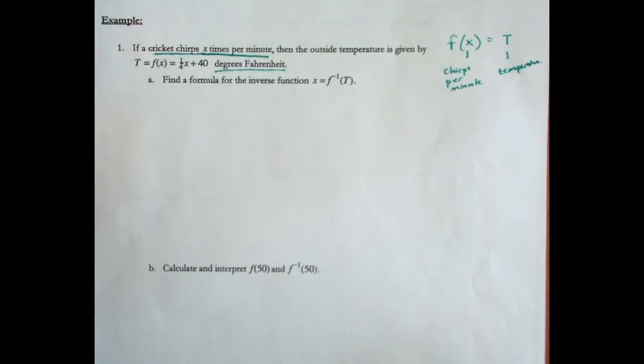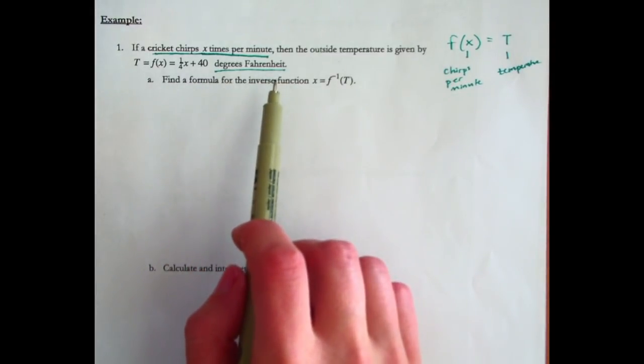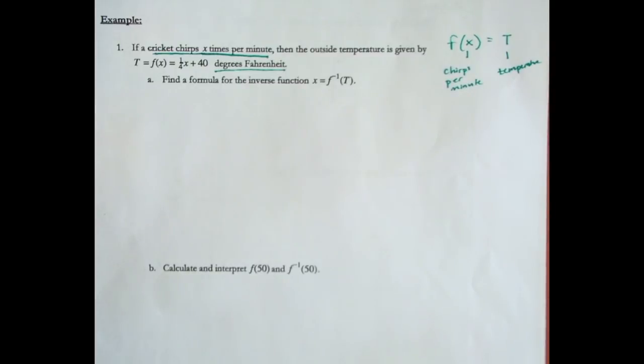Alright, so this is actually a real formula. If you ever hear a cricket chirping, if you count the number of chirps, you can actually use this formula to estimate pretty exactly what the temperature is outside. And this is something that farmers used to use before thermometers.